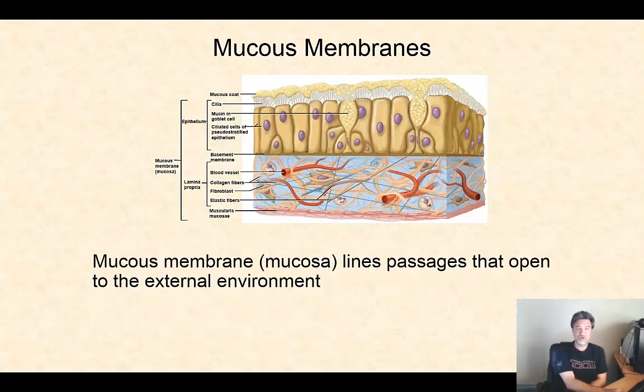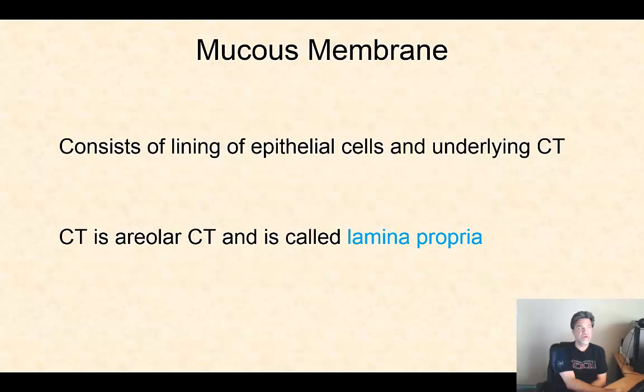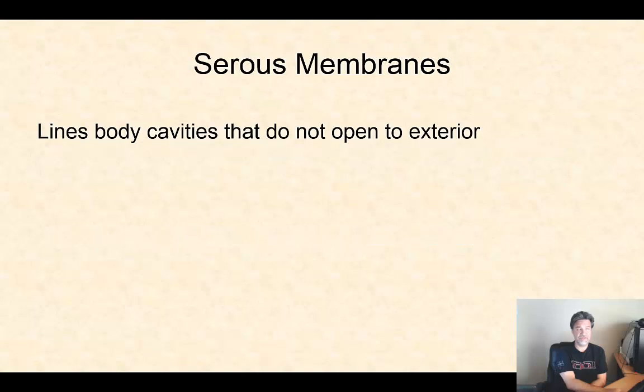Okay, mucous membranes. If I could have this flash and do all that, I would do it. But mucous membranes line the cavities that open to the external environment. That's their big claim to fame. Okay. So there you go, the highlights, epithelial cells, underlying CT, and that underlying CT is called the lamina propria, and it is areolar CT.